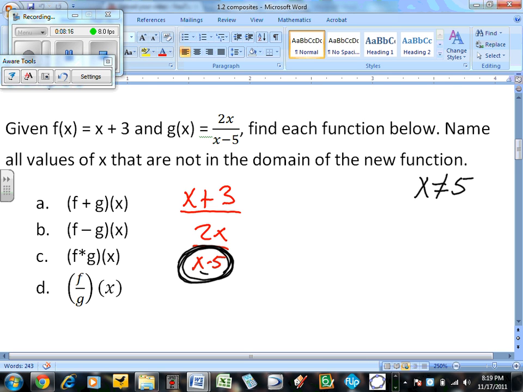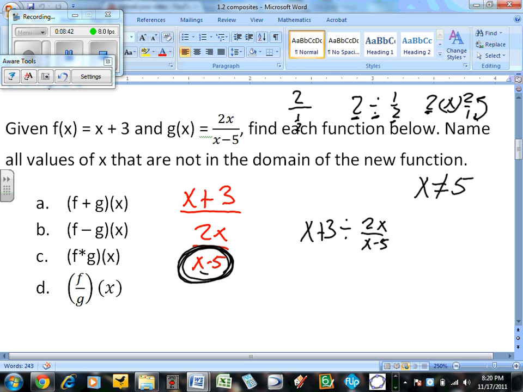And now we can simplify this thing. And this is no different than dividing fractions. Like 2 divided by 1/2. You remember that we save it, change it, flip it. So 2 times 2 over 1. We saved it, we change the sign to multiplication, we flip the fraction. We're going to do the same thing here. I can rewrite it as x plus 3 divided by 2x over x minus 5. All right? I can save it, change it, flip it.